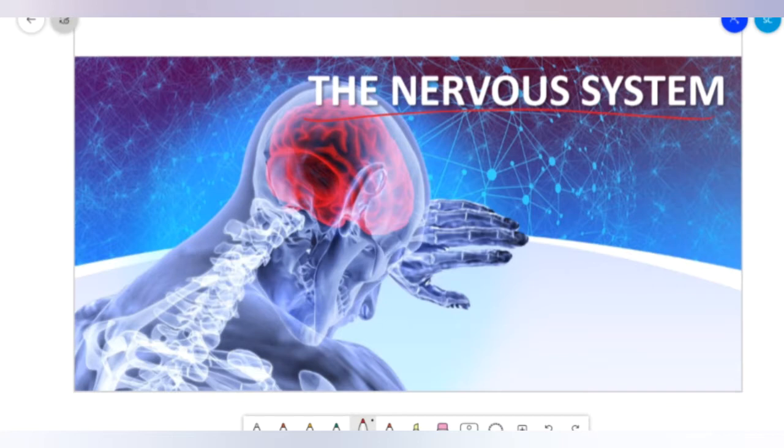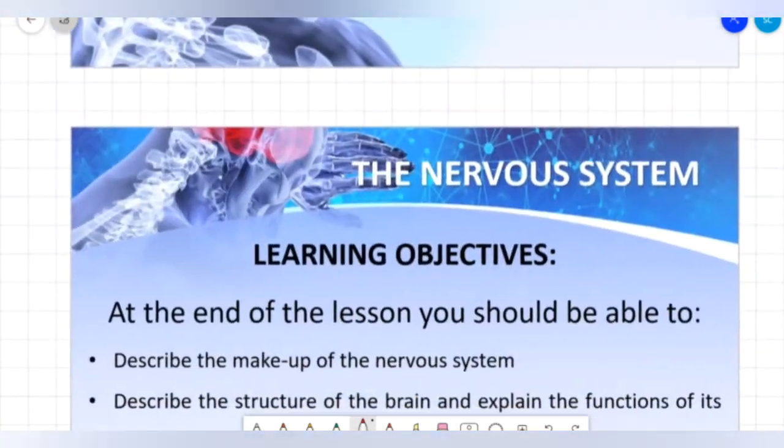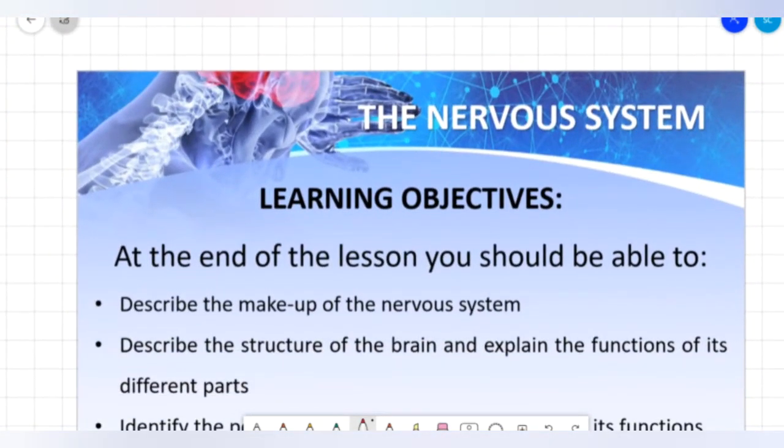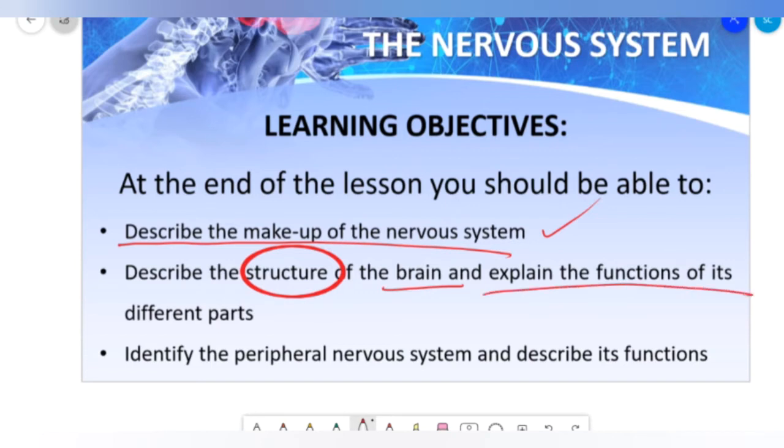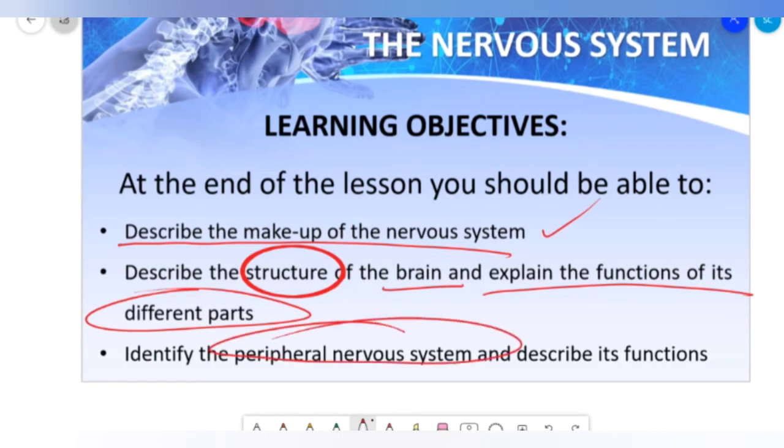Now, this system that we'll be looking at this week, we have the following learning objectives for our lesson. At the end of this lesson, as a student, you should be able to describe the makeup of the nervous system. You should also be able to describe the structure of the brain and explain the functions of its different parts. We should also be able to identify the peripheral nervous system and describe its functions. These are our learning objectives for this week's lesson.